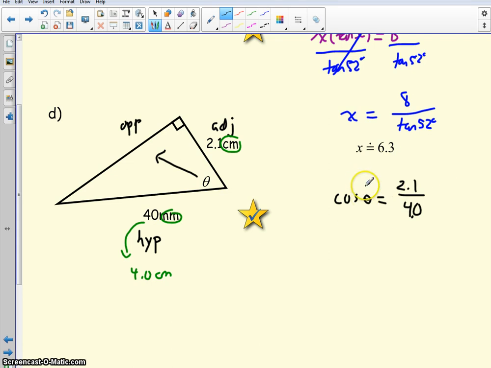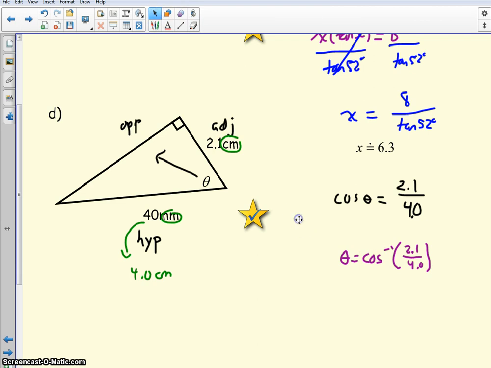So then to solve, again, if I want to solve for my angle, I have to use the inverse operation. So theta will be the inverse cosine of 2.1 over 4. Okay, you can run all that through your calculator. It should give you the angle theta, which winds up being 58.3 degrees.